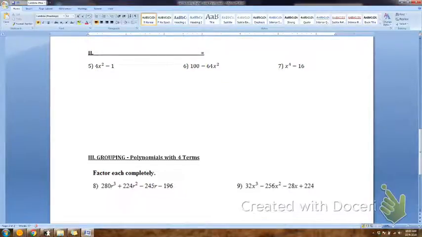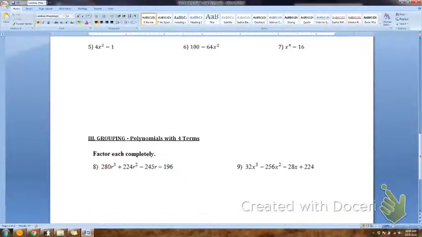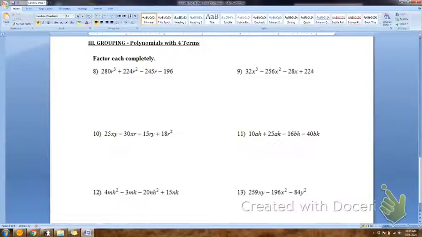All right, let's look at example 8. It says factoring polynomials with 4 terms. You actually have already done this. We can factor this by grouping. When we have 4 terms, we're always going to use grouping. So if I group the first 2 together and the second 2 together, now I have to figure out what can come out of each of them.